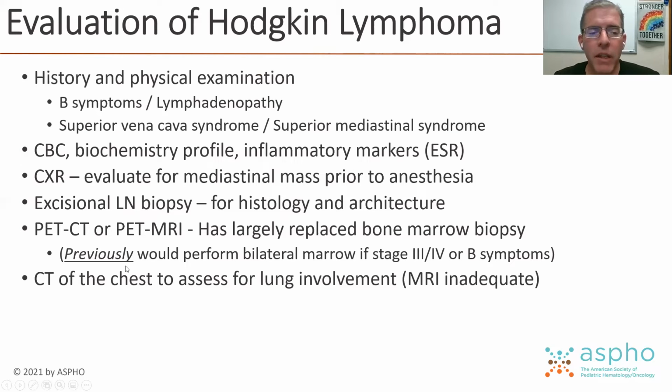You do a PET CT, or now what we do at our institution is a PET MRI. This has largely replaced bone marrow biopsy. Previously, we would perform bilateral marrows if they had stage 3 or 4 disease or B symptoms, but I'll explain why we don't do that anymore. And then a CT of the chest to assess for lung involvement because MRIs tend to not be as good.